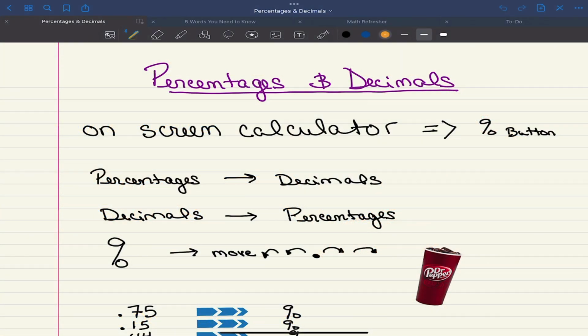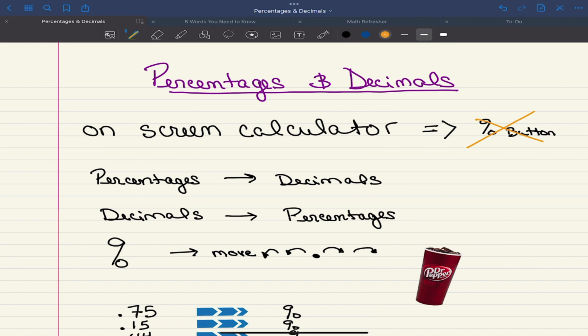In this micro lesson, we'll be reviewing percentages and decimals. You may not know already, but if you decide to take your licensing exam at home on your computer, you will not be allowed to use a separate calculator. You will have to use the on-screen calculator, and unfortunately, there will be no percentage button, which means you will have to know how to take percentages and turn them into decimals.